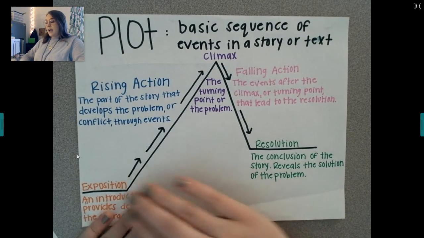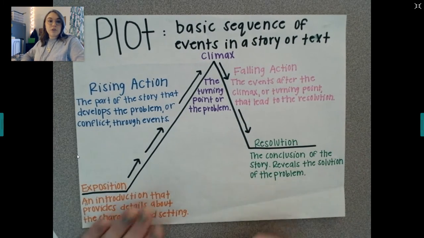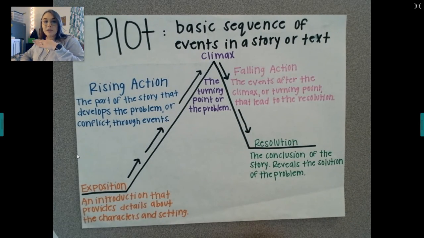And so this reminds me of a roller coaster. Your book starts out just introducing you with characters, and then it's suspenseful, leading you up to the turning point in the story, and then it plummets down to your resolution. So today we are going to read together a passage, and we're going to practice finding the plot.